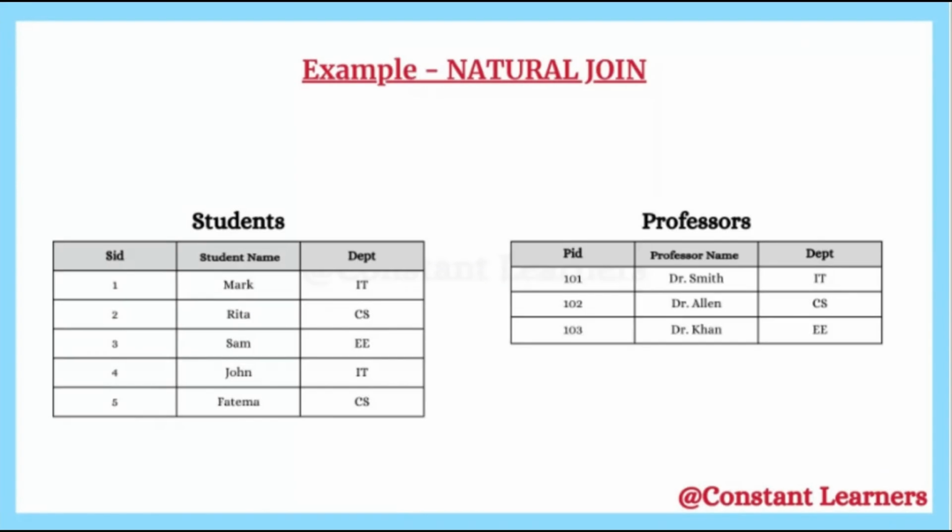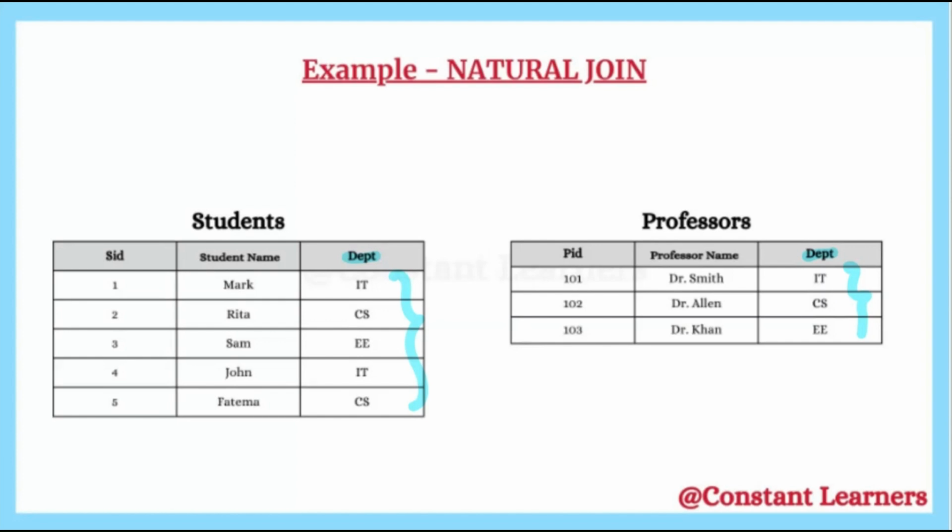Here we have two tables, the students table and the professors table. In a natural join, we automatically join two tables based on columns with the same name and domain, that is data type. Now in both of these tables, we have a column with the same name, that is department and department. And the data type or the domain is also same, that is character. Here also we have only characters and here also we are only using characters, right? So data type and name both are same, right?